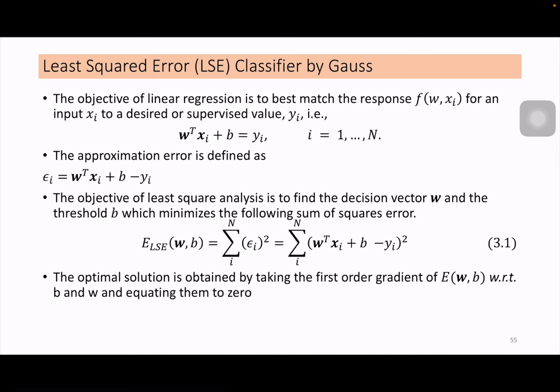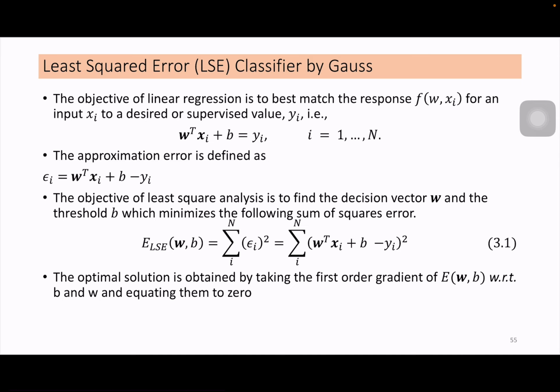So least square error is a classical approach from Gauss. The LSE, least square error, objective of a linear regression is to best match the response f(xi) for an input xi to the desired supervised value yi. So W transpose xi plus b equals yi. So it's more like a supervised version, where yi will be more like an explicit function, sometimes a parametric equation, for i equals 1 to n.